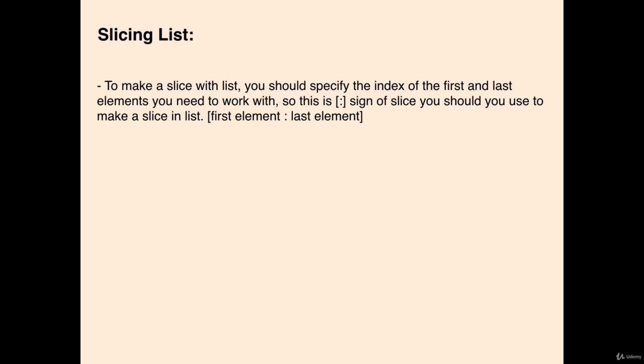To make a slice with a list, you should specify the index of the first and last elements you need to work with. So this is the sign of a slice. You should use it to make a slicing list: square brackets, first element, colon, last element. Let's see how.